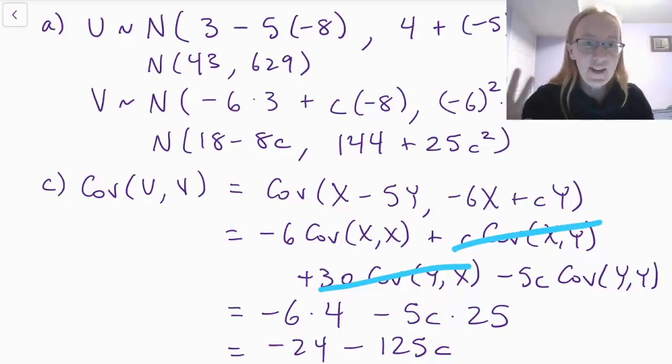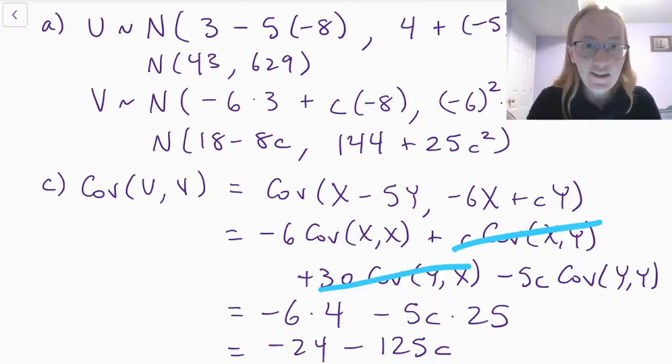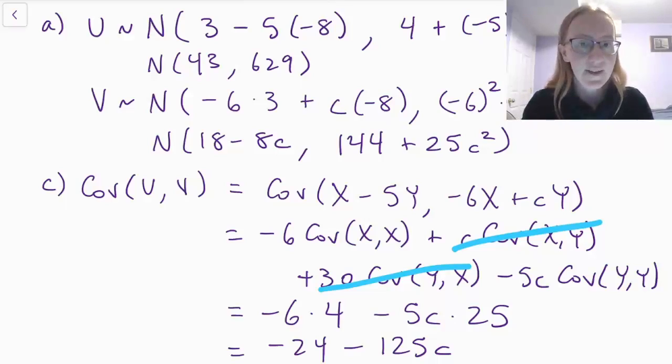And you might be concerned that this looks like it's always going to be negative, unless c is extremely large and negative. But that's okay. Remember, covariances are allowed to be negative. Variances cannot be, but covariances, no problem. So we end up here with this negative expression, negative 24 minus 125c, which represents the covariance of u and v. So that's the way that we expected people to do it, using linear combinations of those variables.